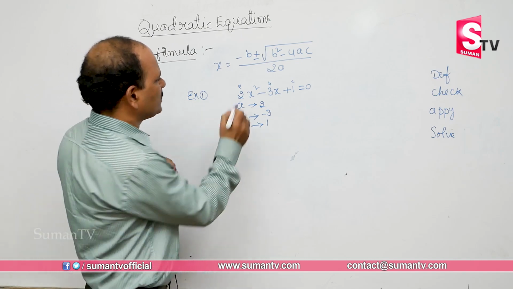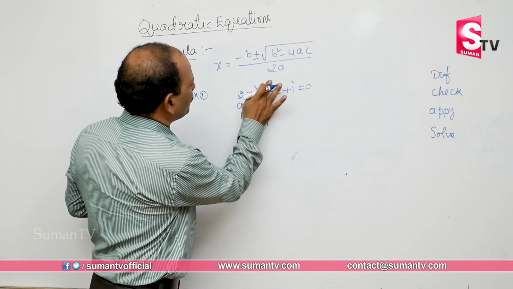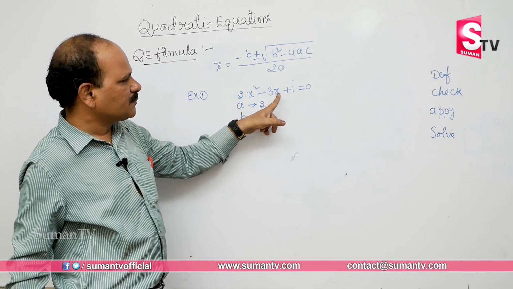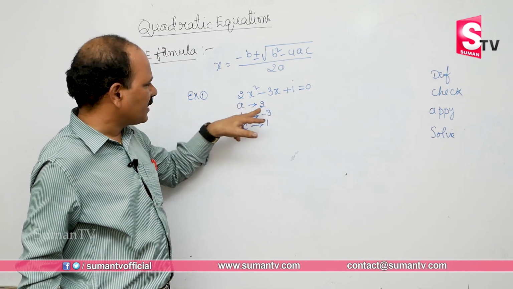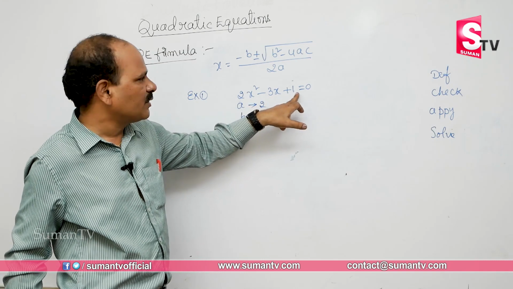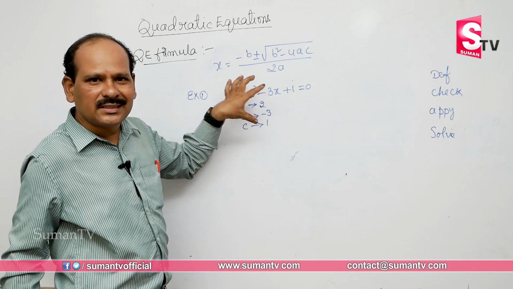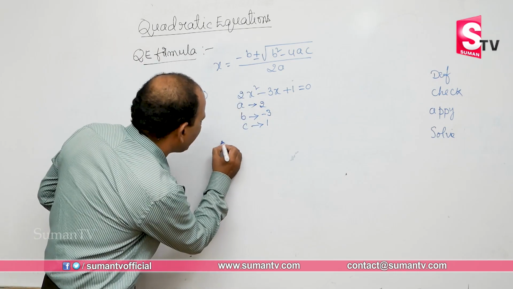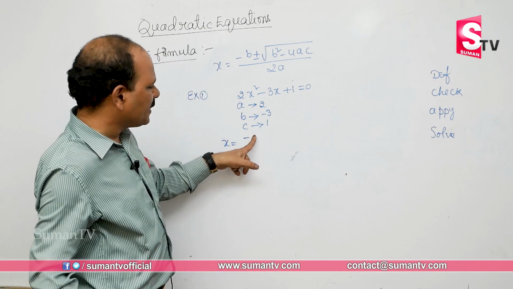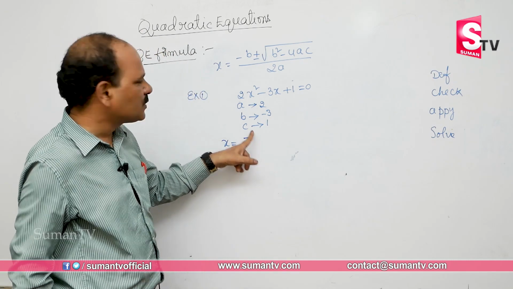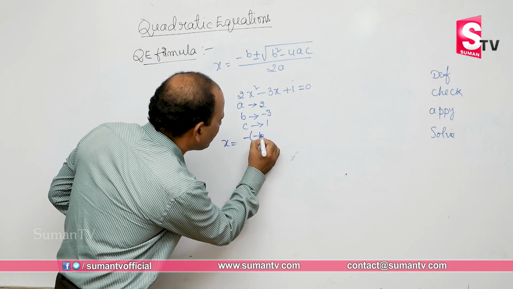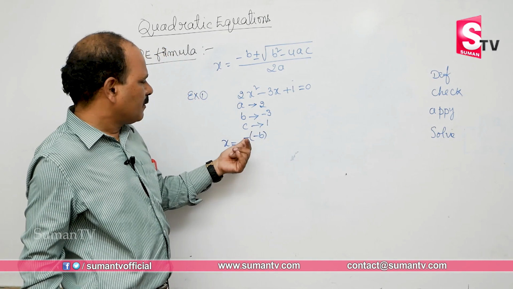One second, I will write more clearly. ax square plus bx plus c. Here a is plus 2, b is minus 3, c is plus 1, equal to 0. Now apply this formula. x is equal to minus b. In place of b, I have to substitute the value of b, so one more minus is there. So I am keeping it in brackets.